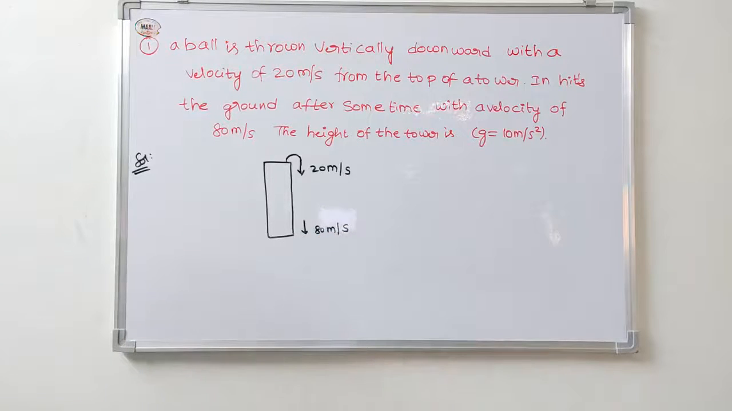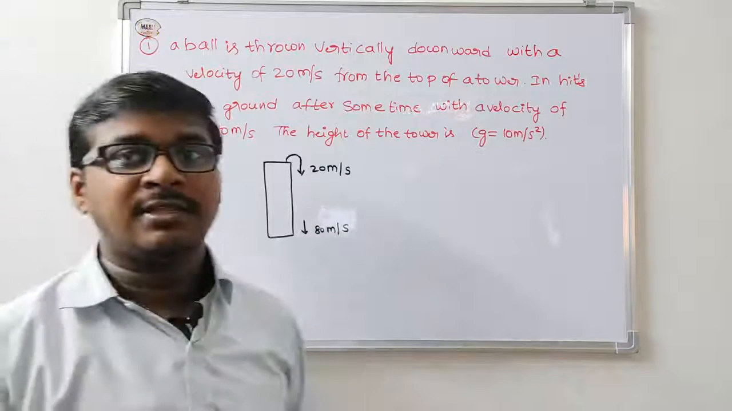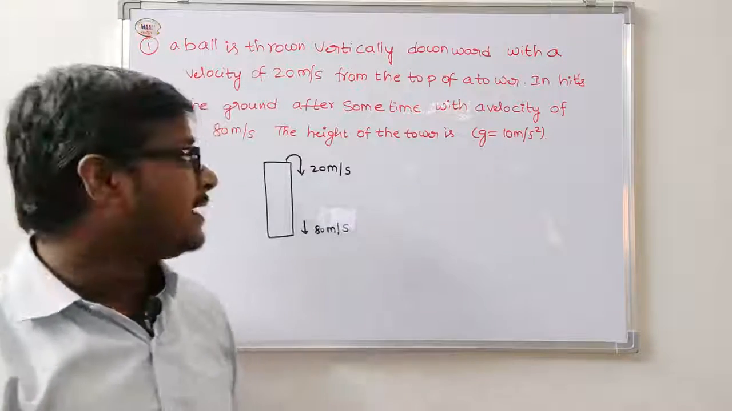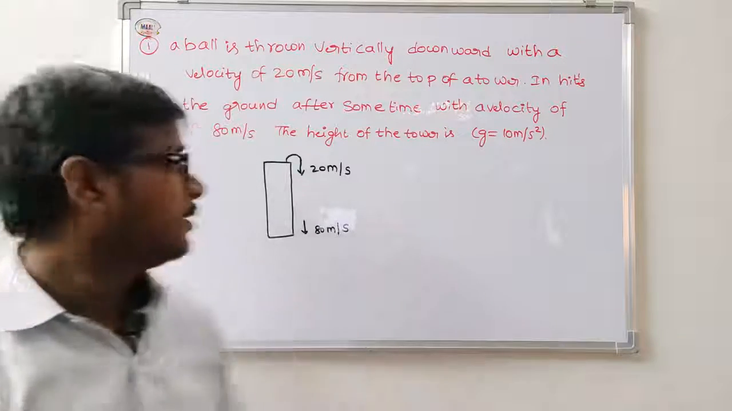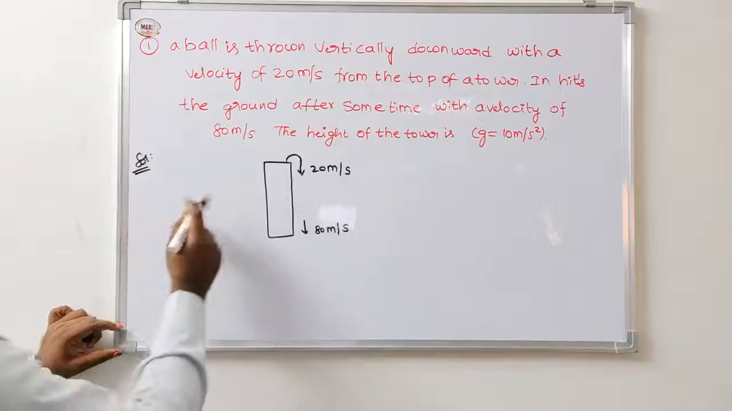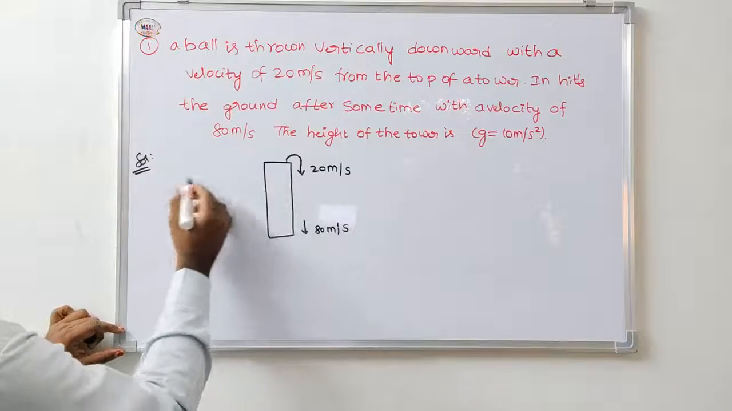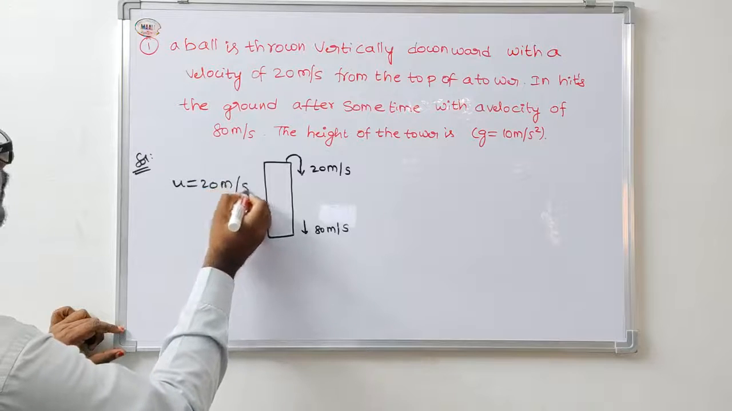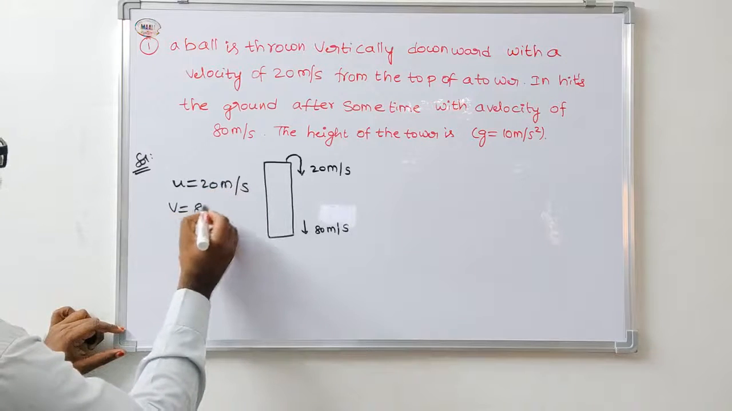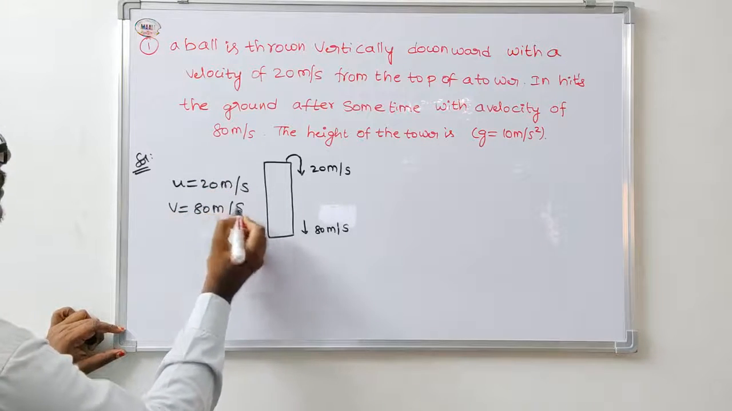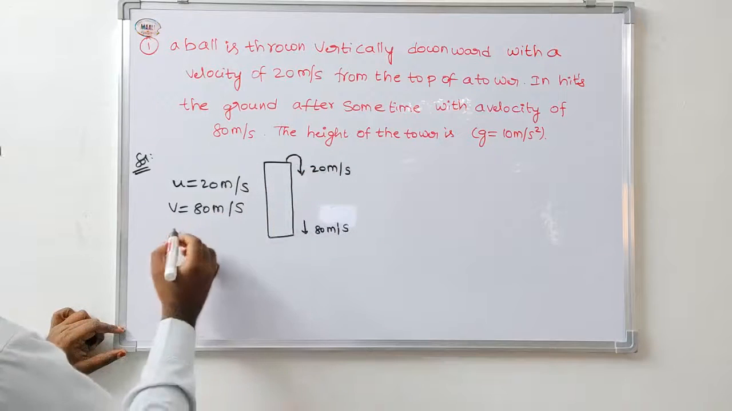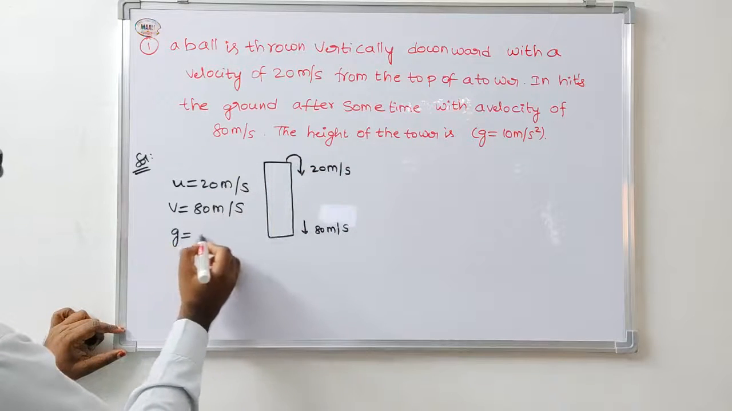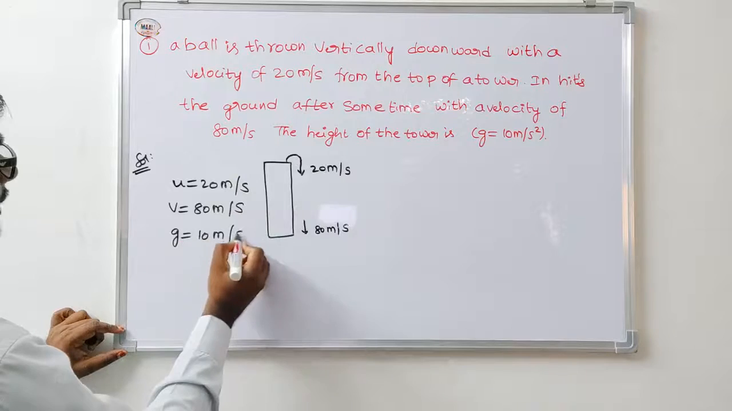Take g is equal to 10 meter per second square. Then find out the height of the tower. First, the given values, students: u is equal to 20 meter per second, v is equal to 80 meter per second, and take g is equal to 10 meter per second square.